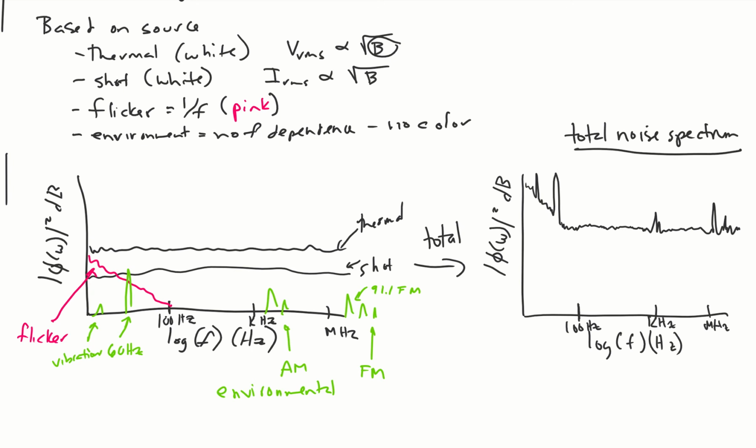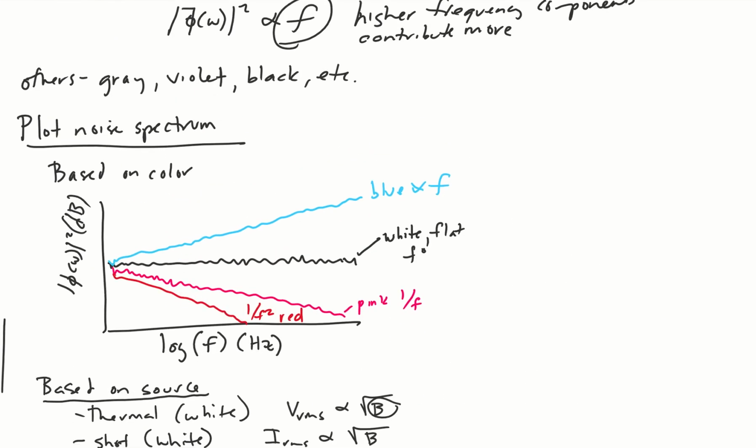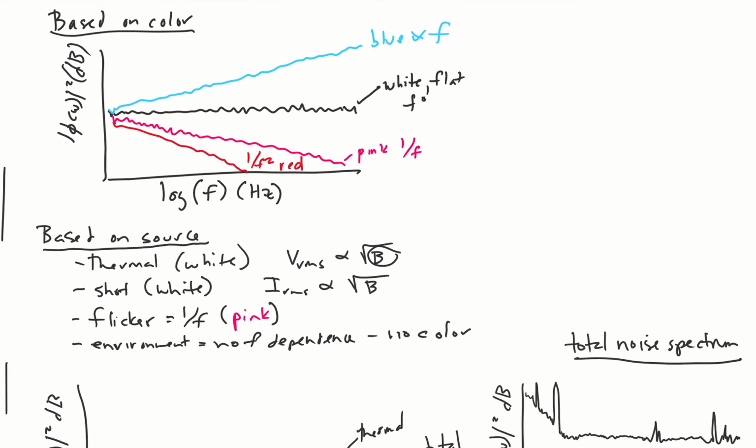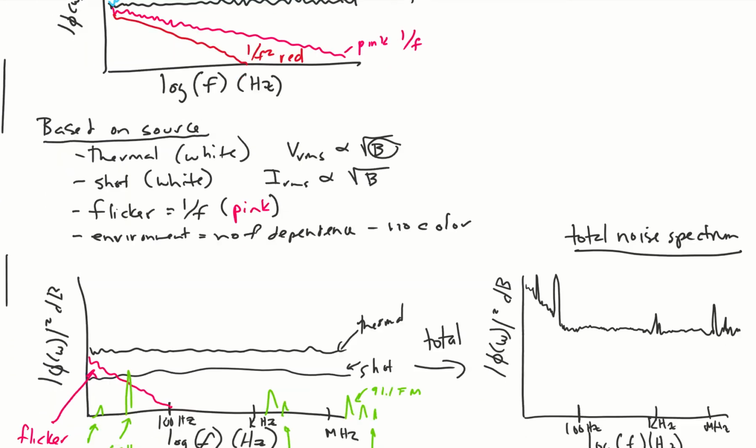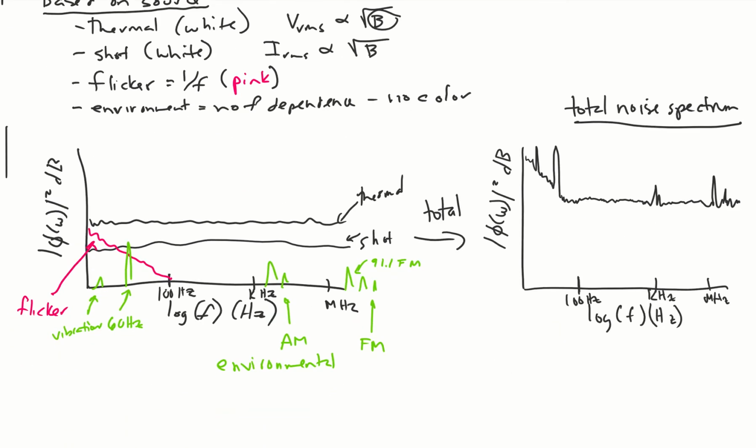So realize that we've drawn two different types of noise spectrum here based on the source, and then up above based on the color. Later on, if I ask you to plot a noise spectrum based on either of these two things, be aware that there are these different plots. And with this total noise spectrum plot, you can identify, okay, this is pretty constant over all frequencies. There's some white noise source, some pink noise, some environmental noise based on those different things.